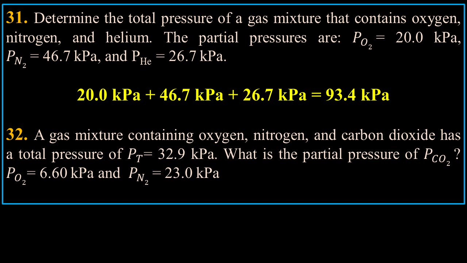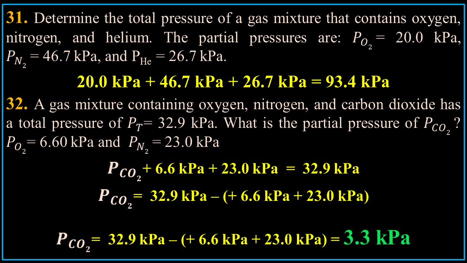A gas mixture containing oxygen, nitrogen, and carbon dioxide has a total pressure of 32.9 kilopascals. What is the partial pressure of carbon dioxide if the partial pressure of oxygen is 6.6 kilopascals and nitrogen is 23 kilopascals? So the total pressure will be equal to the pressure of the carbon dioxide plus the pressures of the oxygen and nitrogen, and that's going to equal 32.9. So subtract the sum of the oxygen and nitrogen from the other side, and you get 3.3 kilopascals as the partial pressure of carbon dioxide.